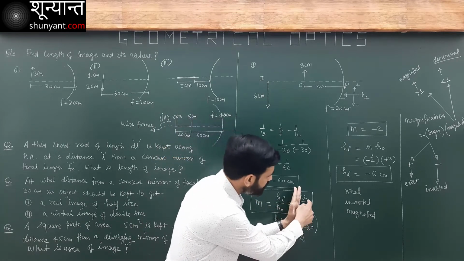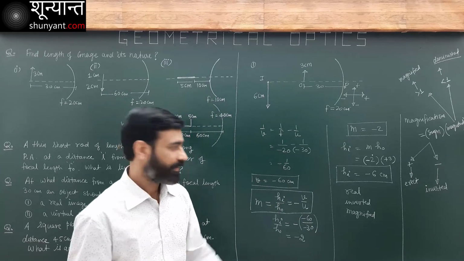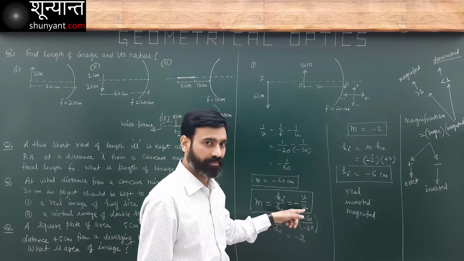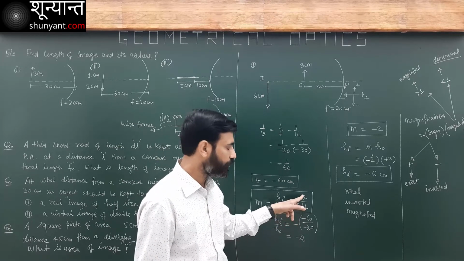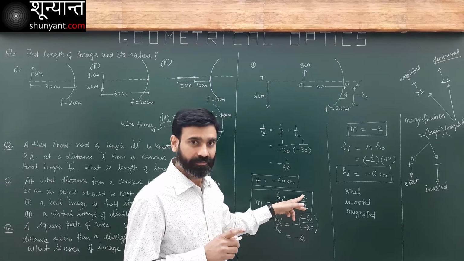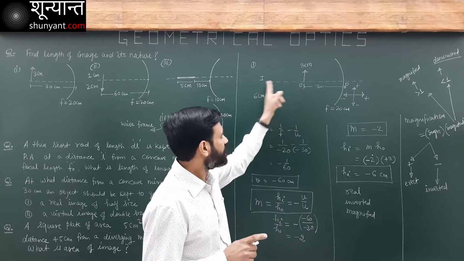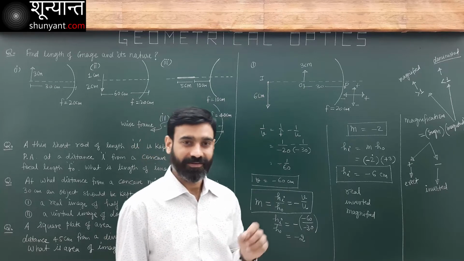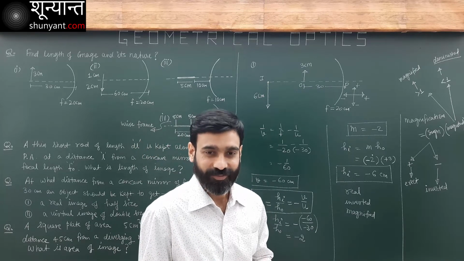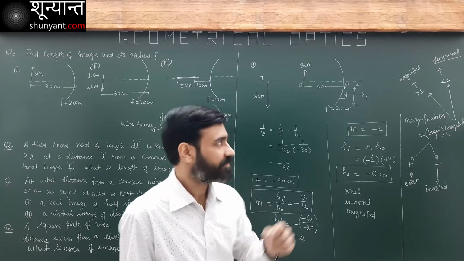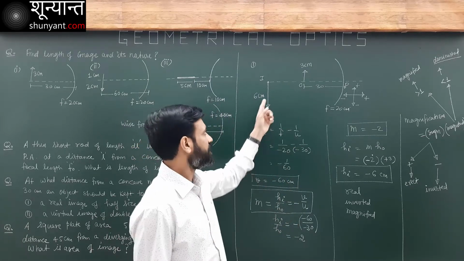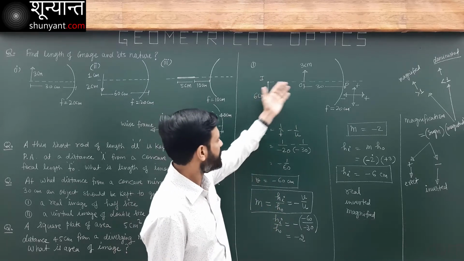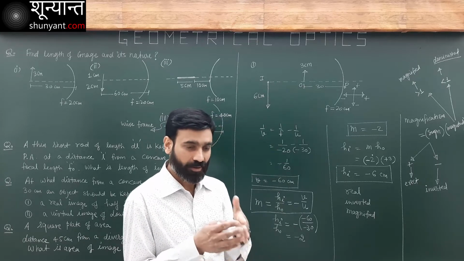That means these two must be of the same sign. If this is negative, this also is negative. If both are negative, that means the object and the image both are on the same side. What type of image will it be, real or virtual? It is going to be a real image. So for a real image, this is a case of reflection. That means the image is formed on the same side as the object. Object and image both are on the same side of the mirror.